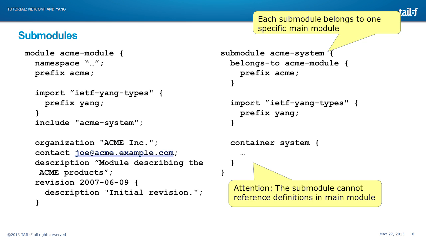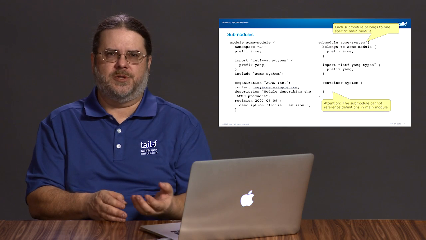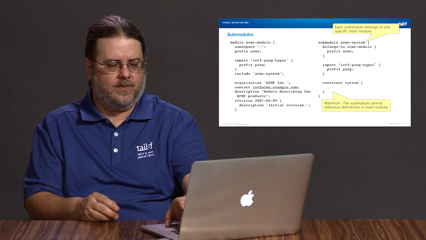A submodule belongs specifically to only one module because it's part of that namespace. Also, a submodule cannot reference definitions back in the main module, which is including it. You can only refer downwards, you can't refer upwards.